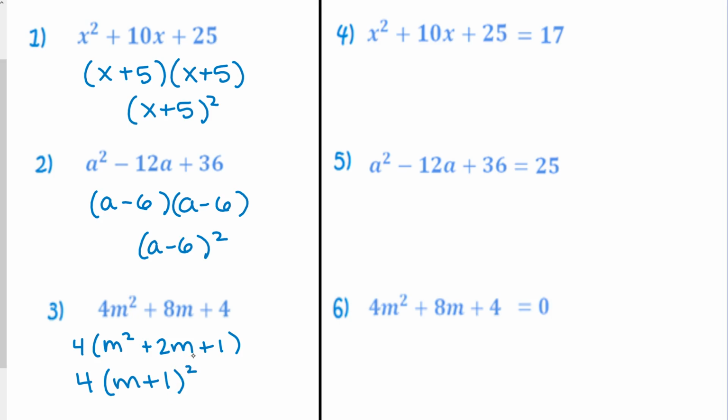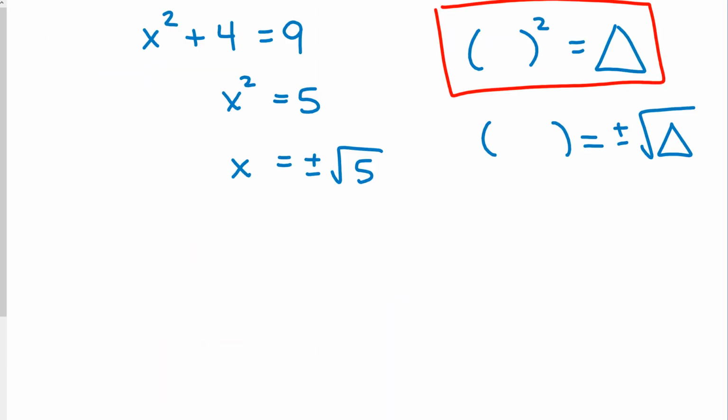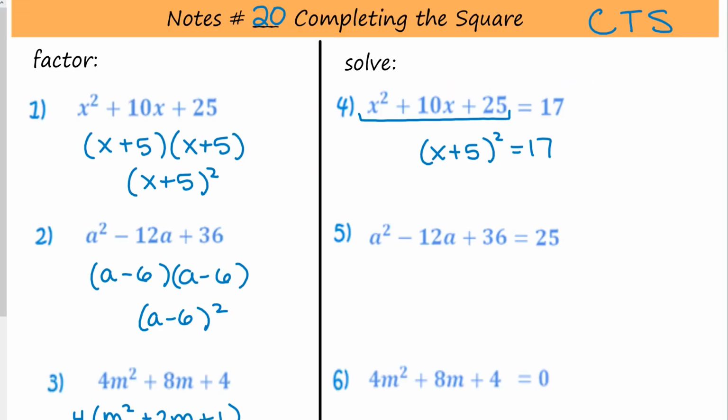Okay, now let's take a look at these equations, numbers 4, 5, and 6. So notice that we have the same perfect trinomial square in number 4 that we had in number 1, so we can rewrite this equation as x plus 5 quantity squared equals 17. And then it is of the form that I was talking about previously, something squared equals something, so we can square root both sides. So if we do that, we get x plus 5 equals plus or minus the square root of 17. And then to isolate x, we're going to subtract 5 from both sides.